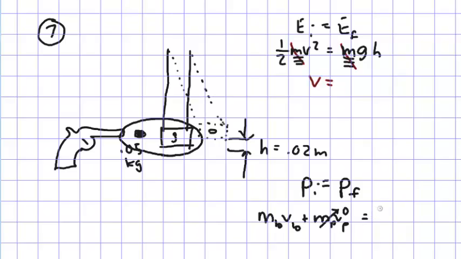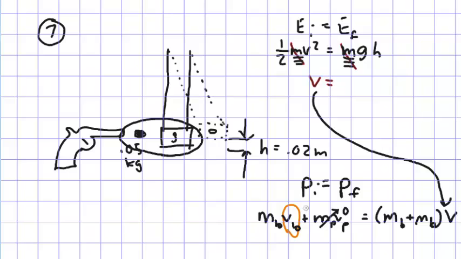And then after they collided, we had the mass of the bullet plus the mass of the pendulum all together as one times a velocity that they both shared, and that velocity you know because you have solved for it just a moment ago when you figured out the energy. And now you're prepared to solve for the velocity of the bullet because you know everything else.